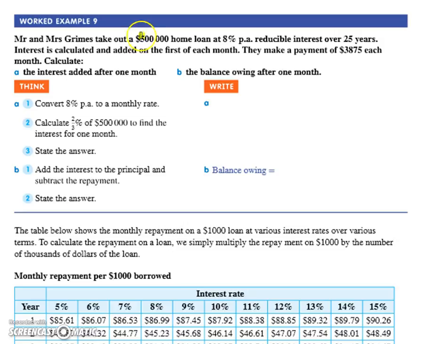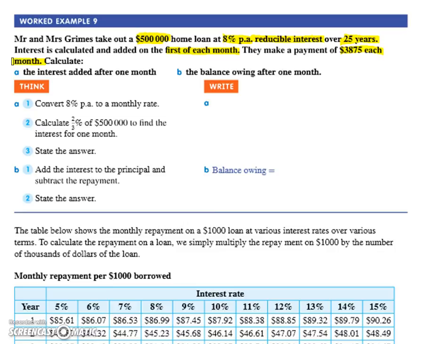So, let's highlight the interesting stuff. 500 grand, 8% per annum, 25 years. I should do reducible interest. Okay, first of each month, and 3,875 each month. Okay. Kirby, that's the interesting bits of information, isn't it? You sure? Positive? Good work. I noticed that they had the orange highlighter out.